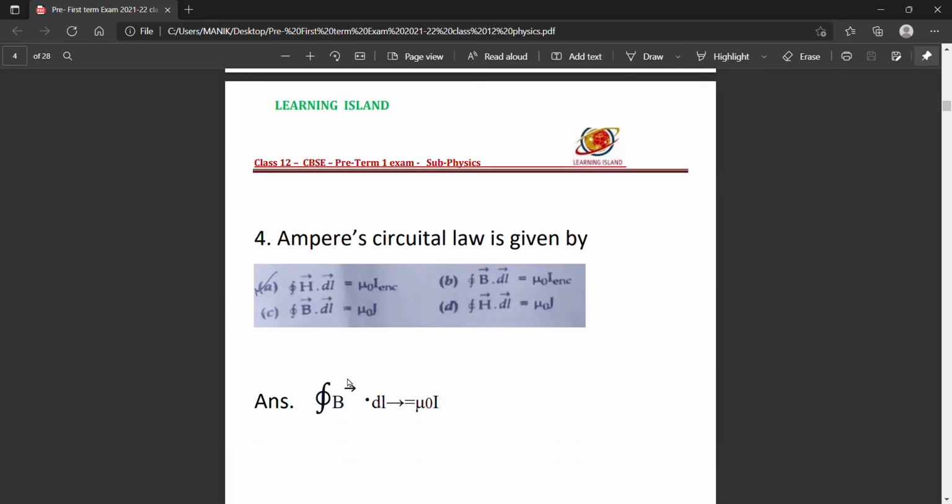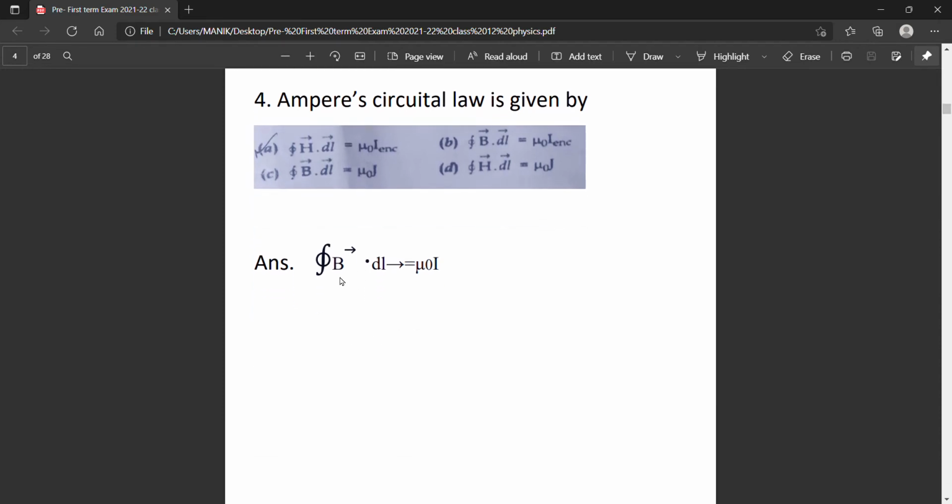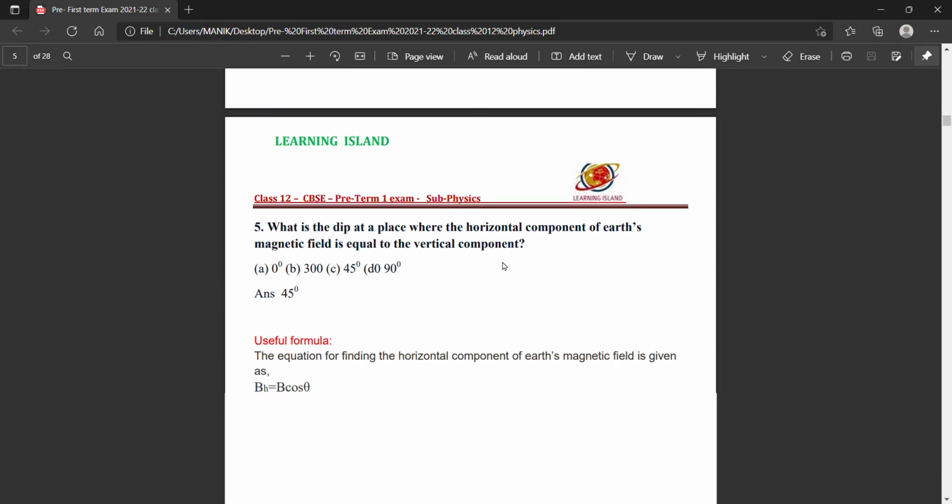Question number 4. Ampere circuital law is given by. There are 4 options. The answer is the closed integral of the magnetic field, the dot product with dl, equal to mu 0 I. The derivation of this formula is given in the NCERT books. You can go through this. I am only concentrating on the answers. Let's go to the next question.